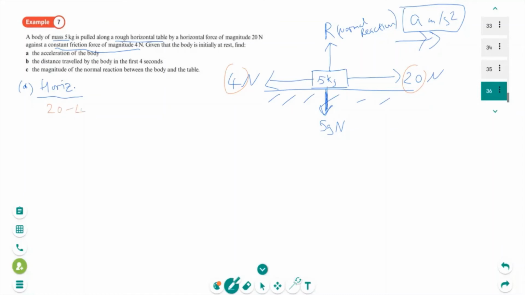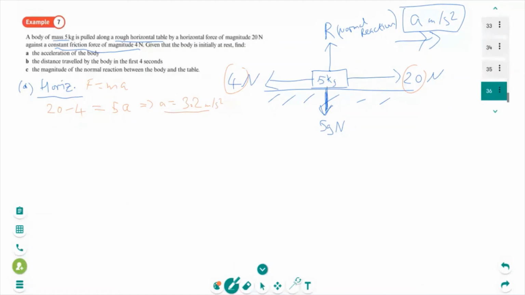Okay. So remember, Newton's second law says resultant force is mass times acceleration. So resultant force is 20 take away 4. The mass is 5, and the acceleration is unknown, 5a. So you can solve that equation to do 16 divided by 5 to give you 3.2. That's the acceleration towards the right.